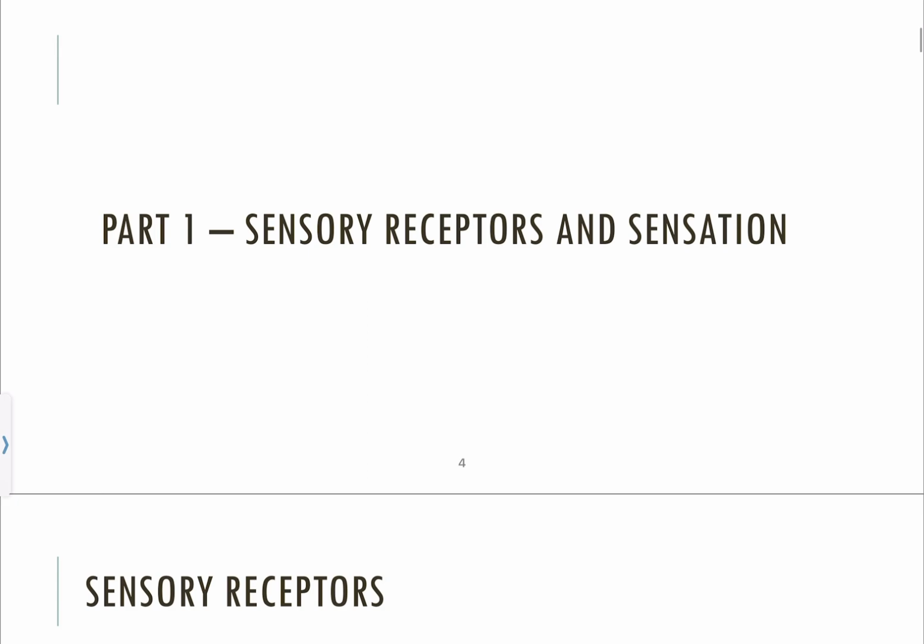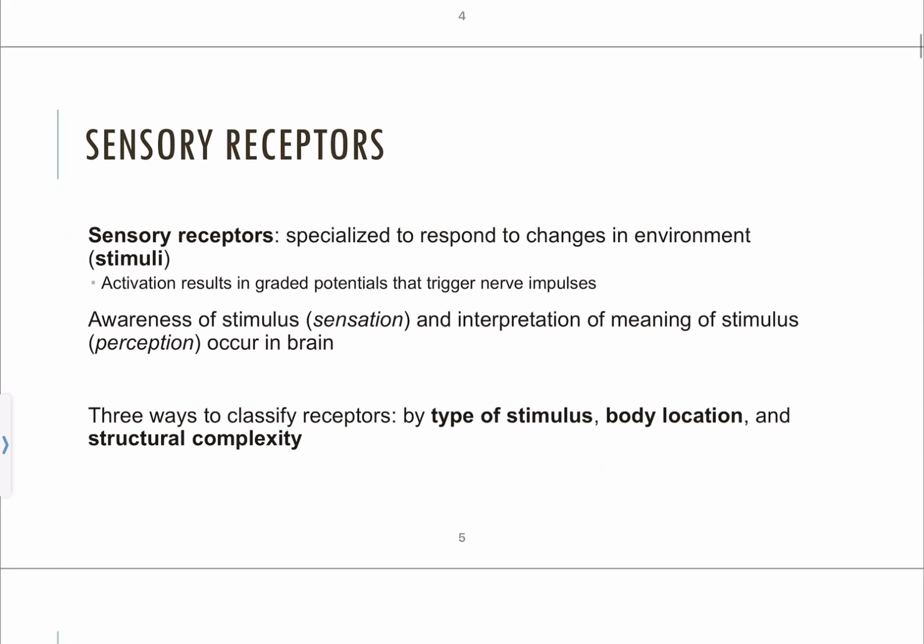Okay, so we're going to focus on sensory receptors in this first lecture. So what are sensory receptors? They're basically receptors that can respond to changes in the environment, and these changes in the environment we call stimuli. So how do we sense that we've actually had some sort of stimulus acting at our receptors? Well, we're going to have a change in membrane potential.